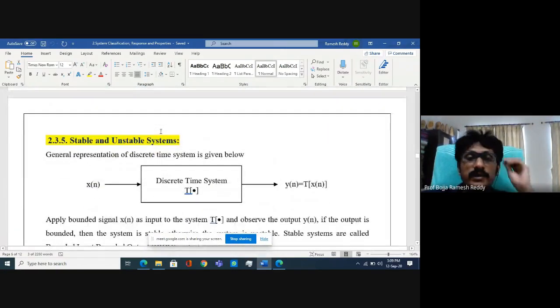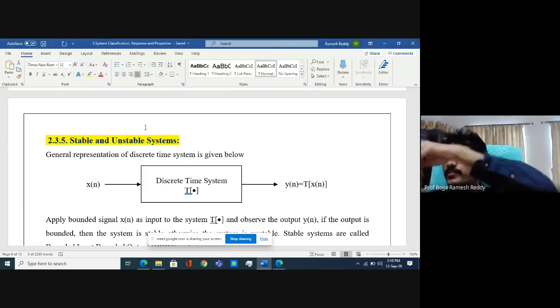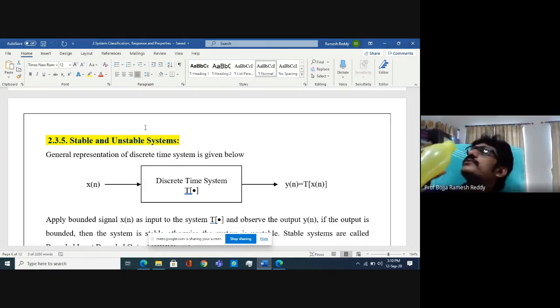Then another important parameter, one of the most useful things in system design, is called stability. Stability of a system. Here the system may be stable or unstable. Always you can go for a stable system.